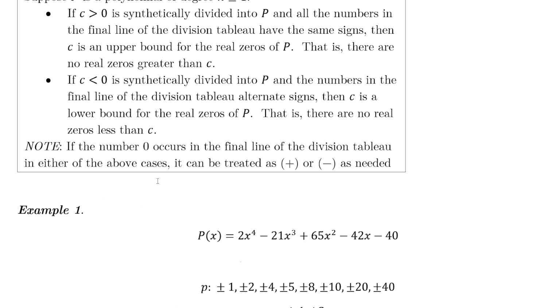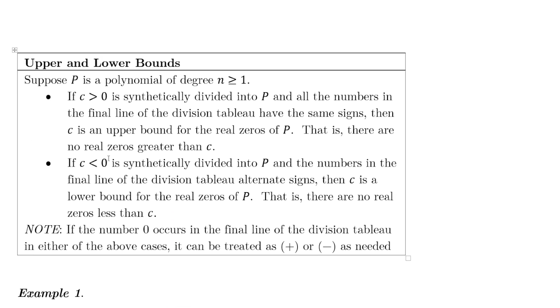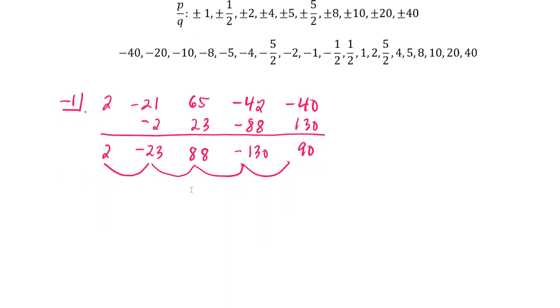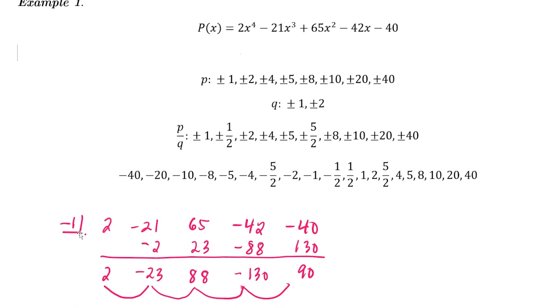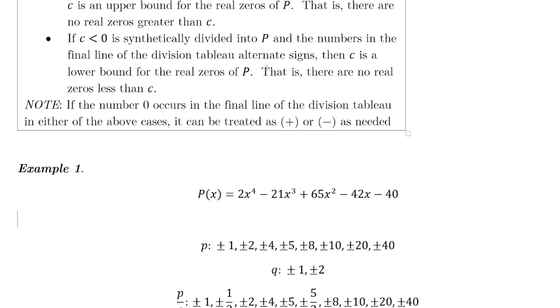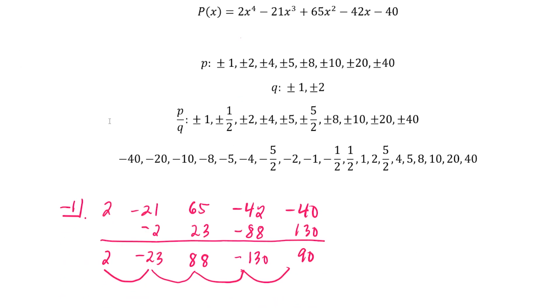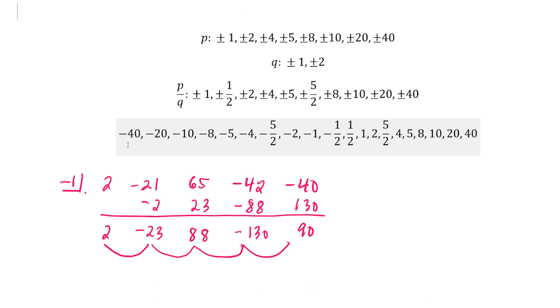So according to the theorem on the upper and lower bounds, if you try a negative number for the synthetic division, and the final line in the division tableau alternates in signs, then C is a lower bound for the real zeros of P. Lower bound daw yung C. In this case, it's negative 1. Ibig sabihin, there are no real zeros less than C. Ibig sabihin nun, wag ka na mag-try ng mas mababa pa sa negative 1.